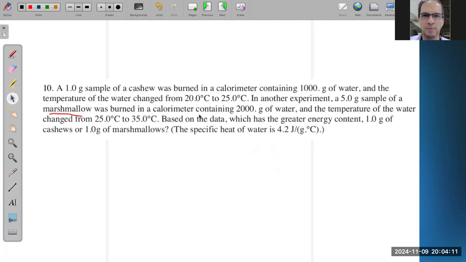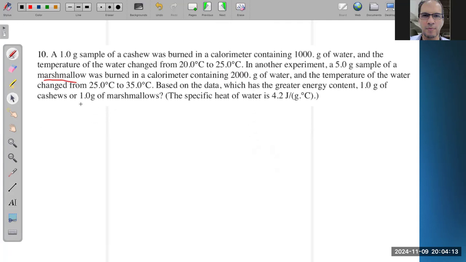I need to find the amount of heat produced. How do I find the amount of heat produced? The Q, right? Q is equal to MC delta T. What is the mass in the first one? 1,000 grams. So 1,000. What is the C?